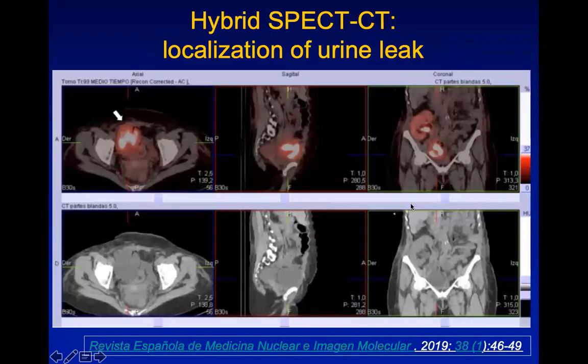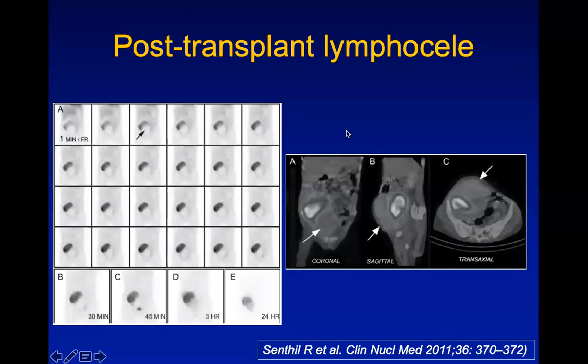You can also use SPECT CT, that is a hybrid imaging, to get an anatomical delineation of what is the size and exactly where is this leak located. In a lymphocele, there will be a photopenic defect with either no uptake of tracer or a very much delayed and very slow uptake; at 24 hours, you will see some collection, not as much as in a urinoma. So again, using hybrid SPECT CT imaging, you can see that this is the kidney and this is the lymphocele without any collection of tracer.